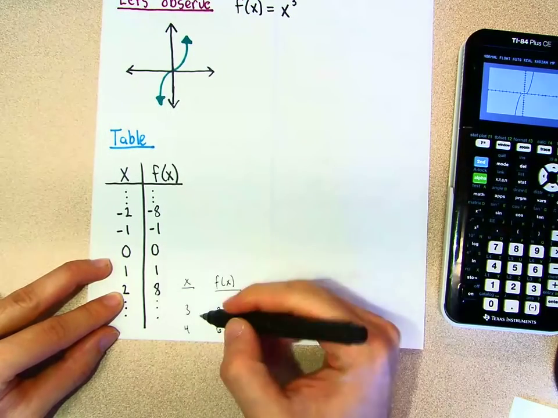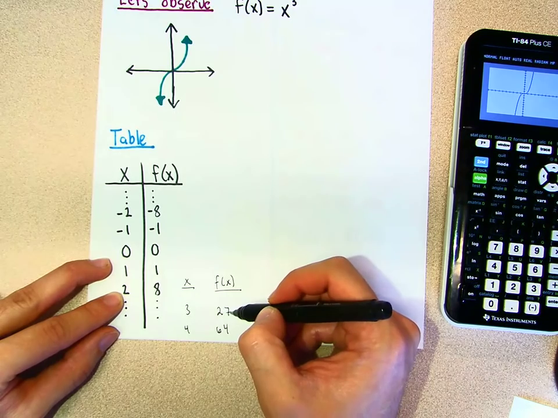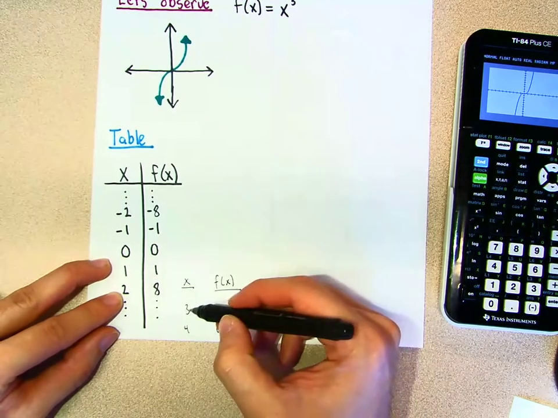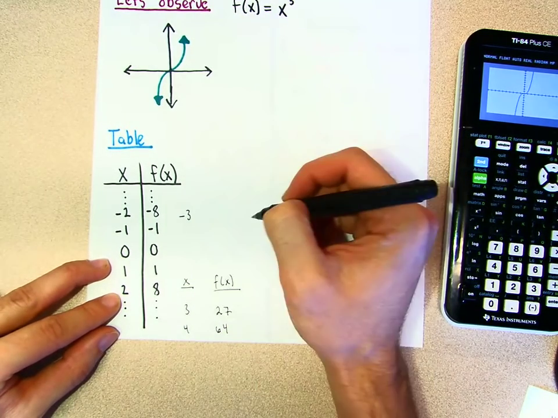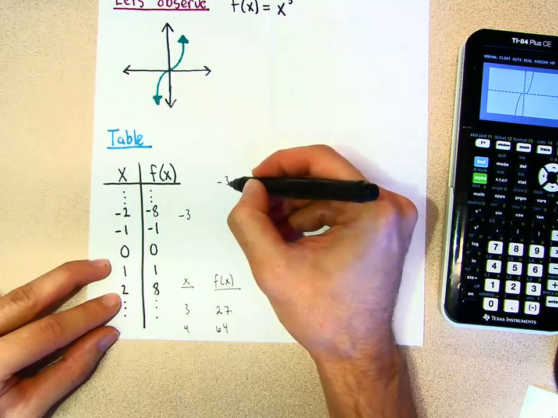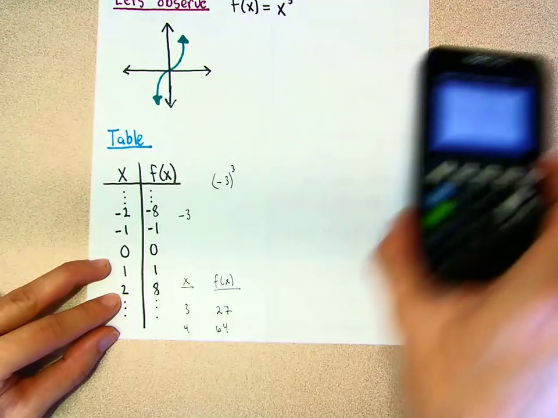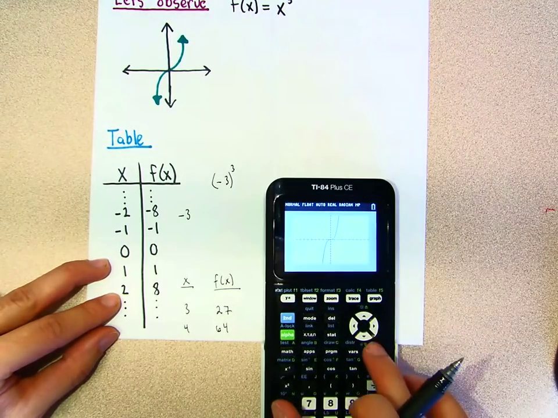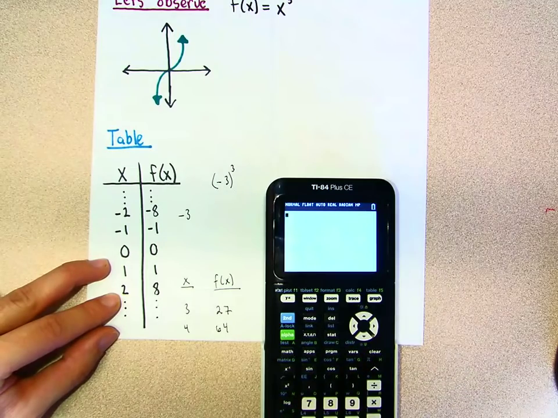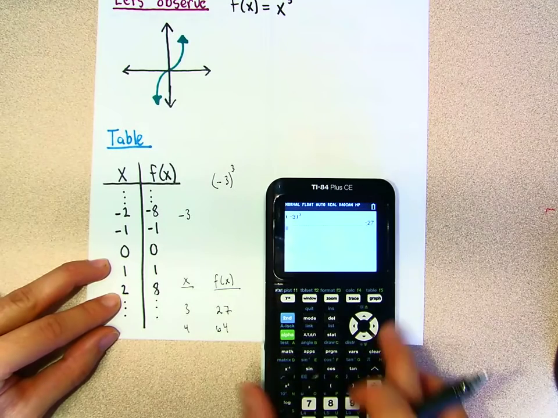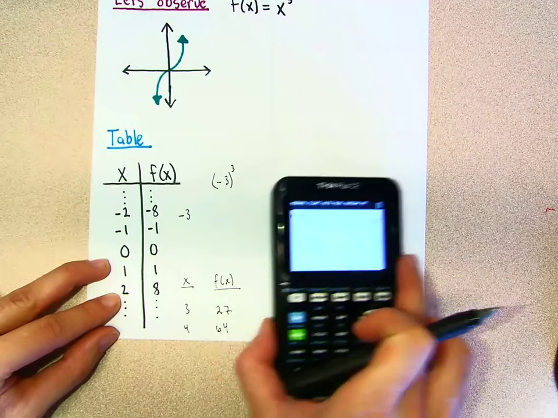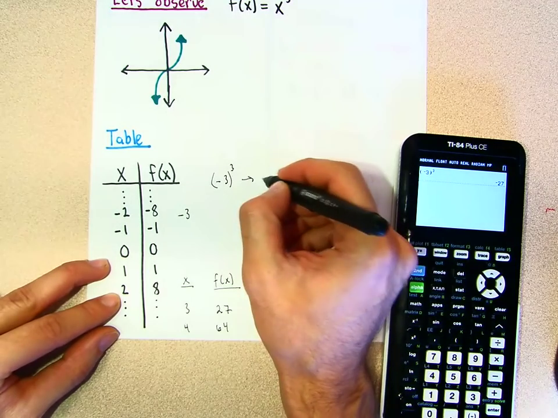So here, if I have 3, it's 27. If it's 4, it's 64. But what happens if I put in negative 3? Well, let's see. What is negative 3 cubed? Let's put it into our calculator. And you see, a lot of you forget to put the parentheses. Please don't forget to put parentheses. And then what does it become? It's negative 27.